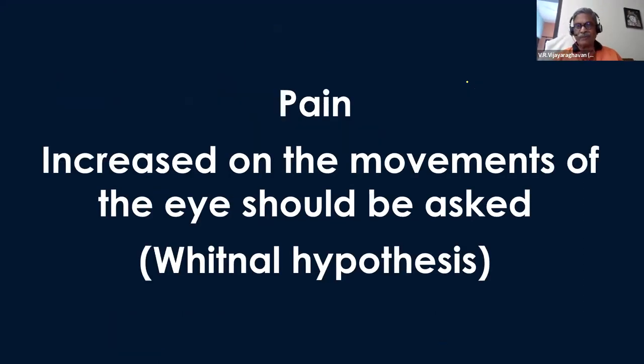So far I have dealt with something about visual loss. When you encounter a patient with visual loss, you have to ask the leading questions: is it transient, acute, or chronic? Next is what? Pain. What about the pain? The patient is having visual loss, agreed, but the pain is there. Pain is there on movements of the eye.